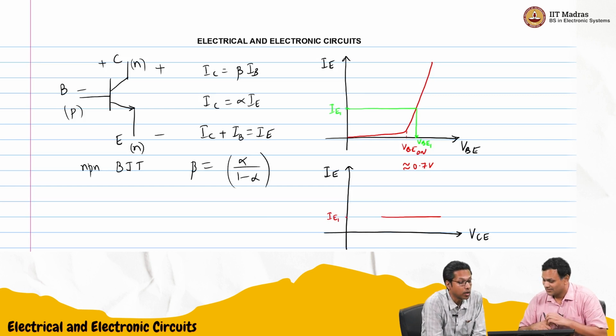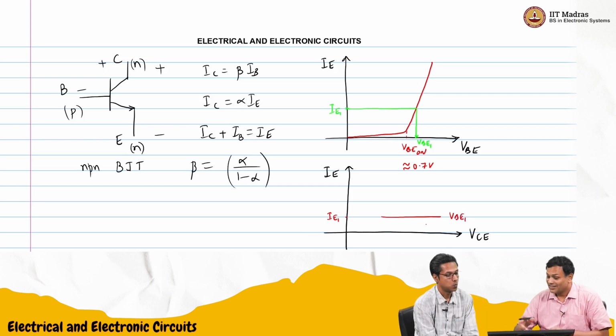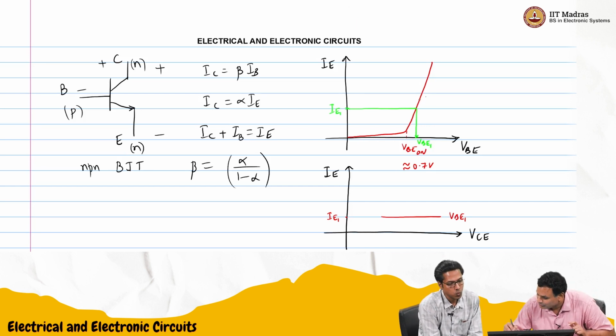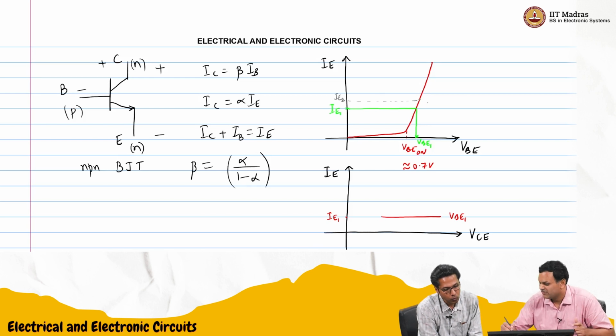For VBE1, so I'll mark it as VBE1. This is a curve for VBE1. Correct? It is not changing. If I chose some other point, maybe I'll show it using this color. Suppose I chose this point. So for IE2, I will get VBE2.